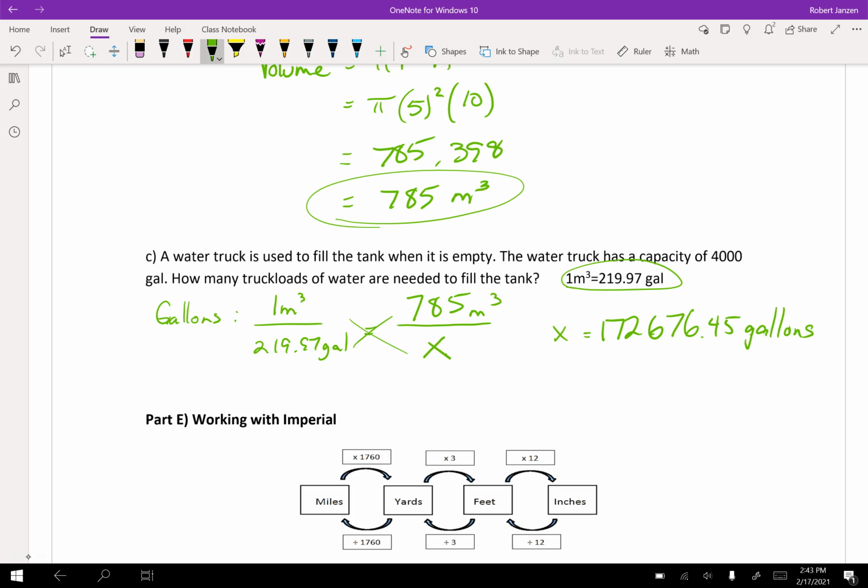Now the question said, how many trucks does it take to fill that tank? Well, let's divide this by 4,000 gallons. And this will tell us how many trucks it will be. So this is 43.169 trucks.